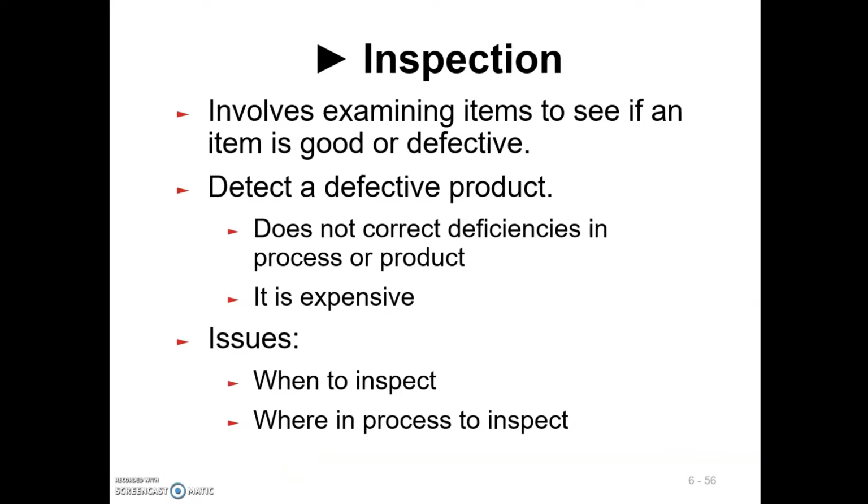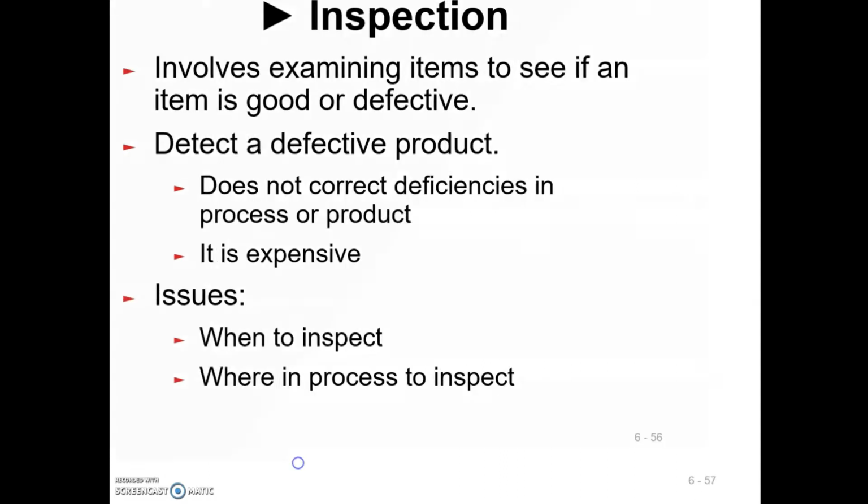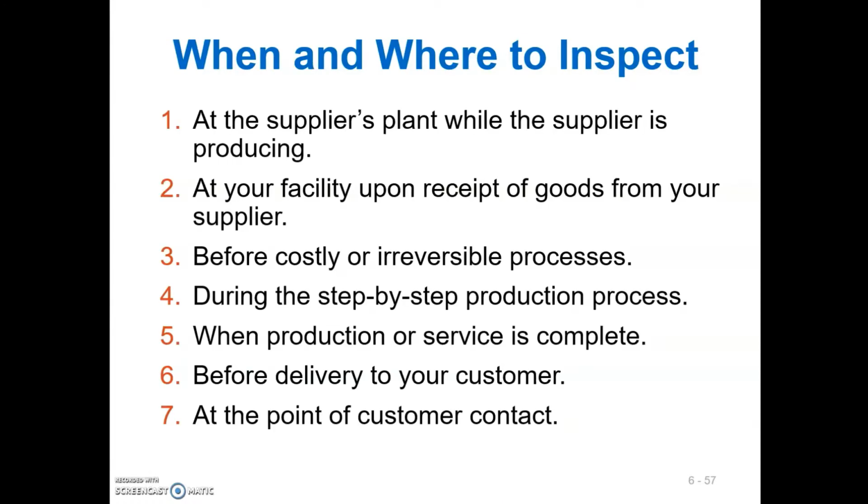Under quality, you have an issue of inspection. Inspection involves examining items to see if an item is good or defective. When we detect a defective product, it does not correct deficiencies or problems in a process or a product. And this method is expensive. There are two issues related to inspection: when and where to inspect. If you see in the next slide here, it gives you 7 points of when and where to inspect.